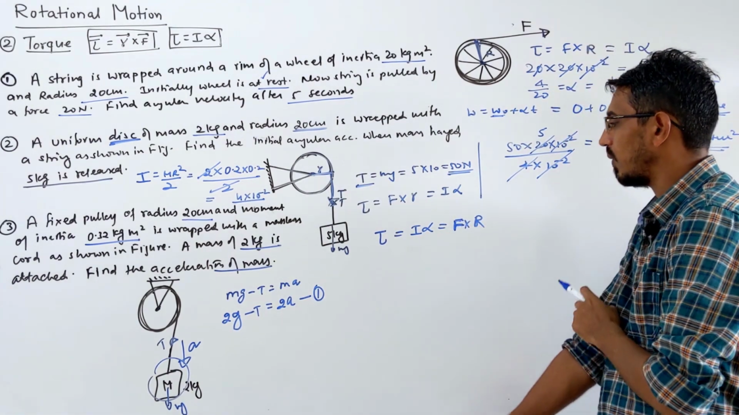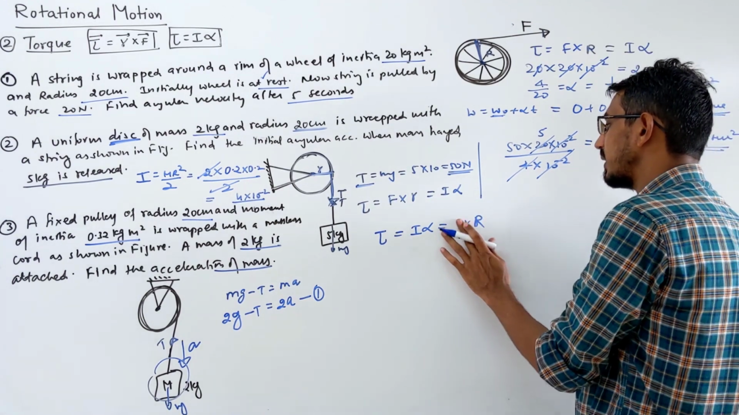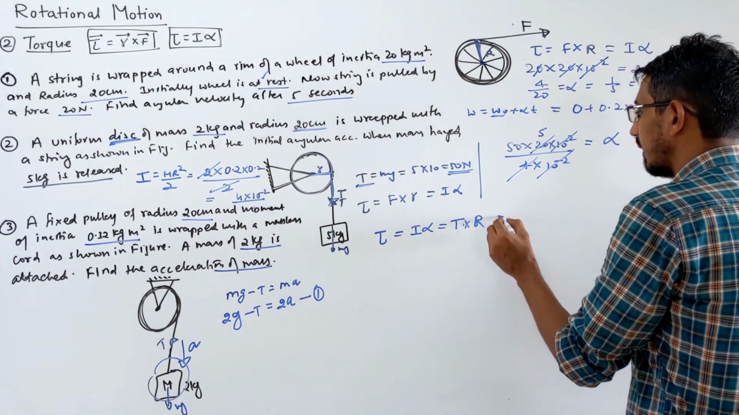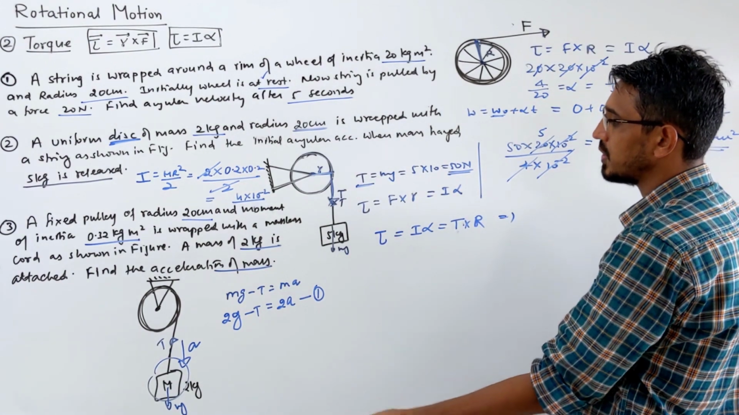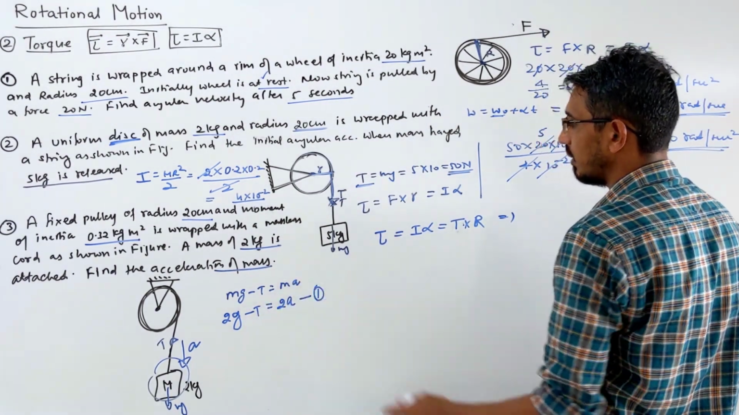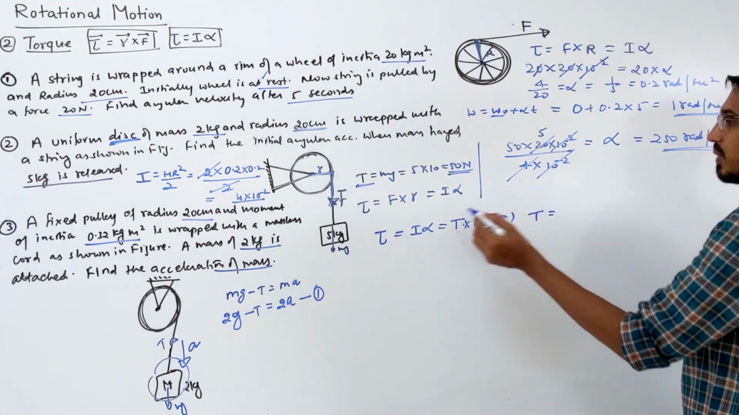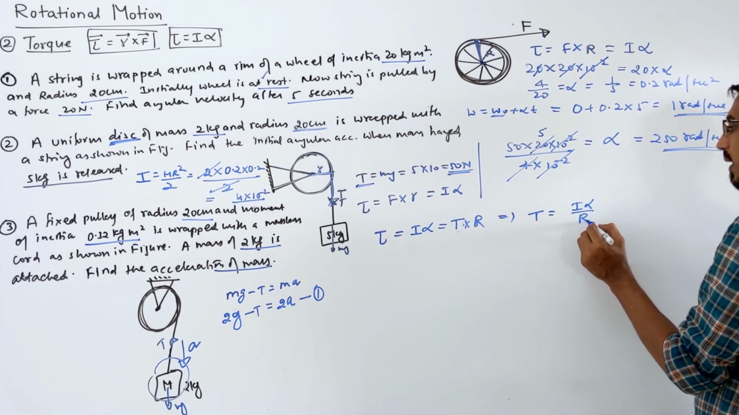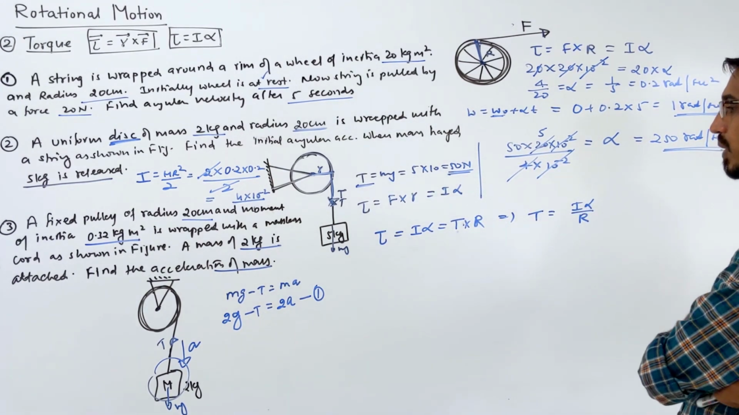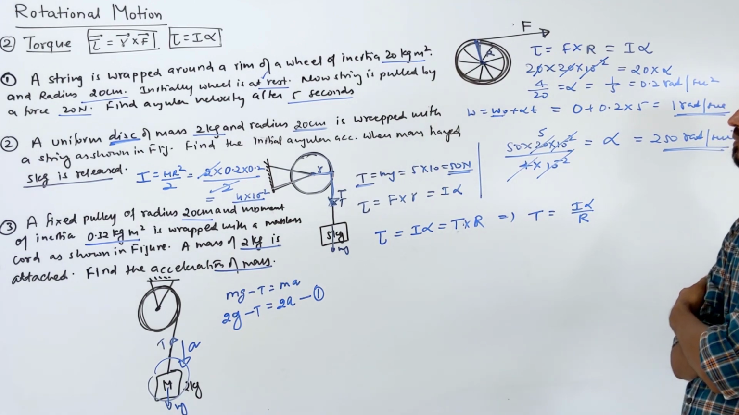Okay, so what are the unknown things? Force here means tension, let's write T. Suppose tension is unknown, we don't want tension, we just want acceleration, so T is unknown. Let's remove that. So T becomes what from this equation? I alpha by R. Correct? Yes.